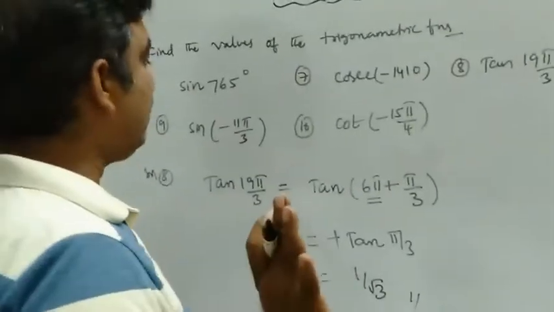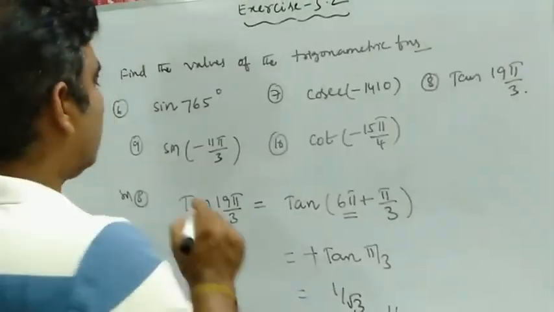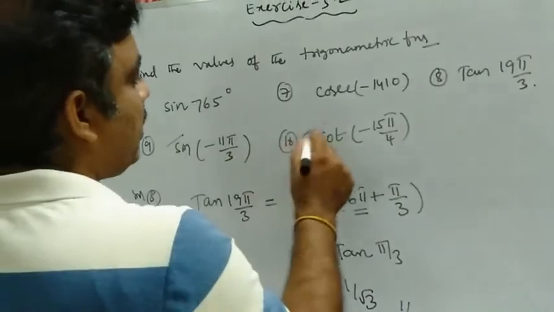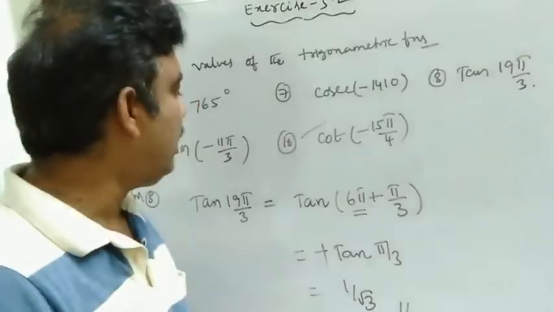And do the remaining two problems as homework: sin minus 11 pi by 3 and cot minus 15 pi by 4.